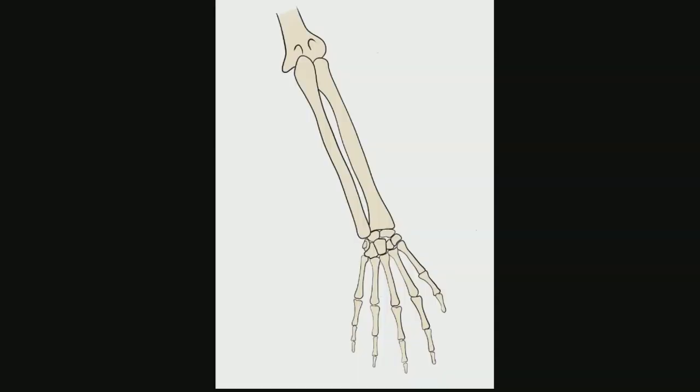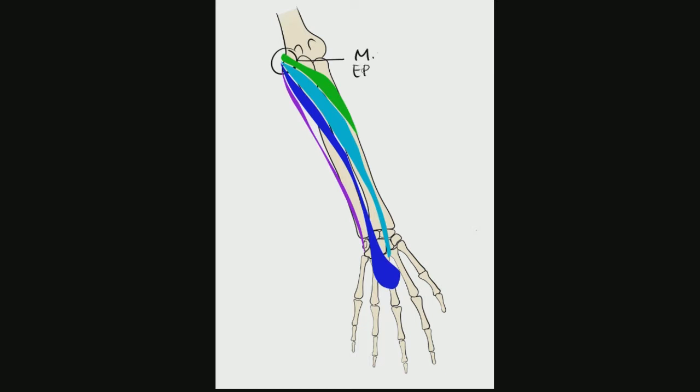We will start with the superficial compartment. There are 4 muscles in this compartment, and they all originate from the medial epicondyle, a protrusion of the distal end of the humerus. The muscles here follow a diagonal stripe pattern going PF, PF.